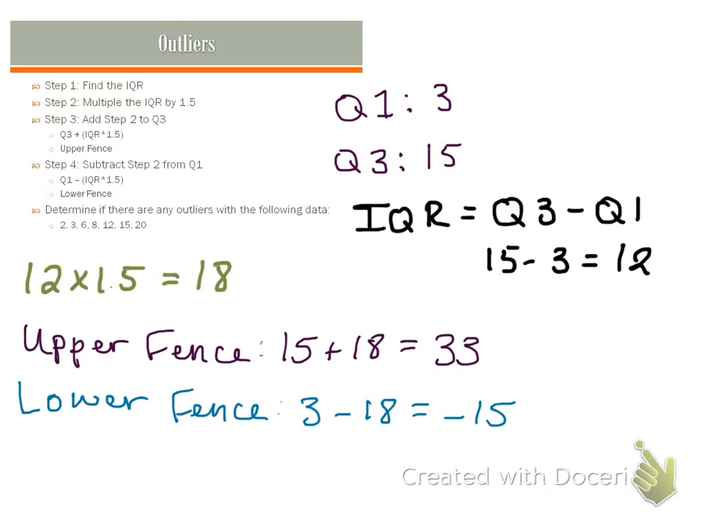Now, something really important, with this lower fence, you want to make sure it's Q1 minus the IQR times 1.5. I've seen a lot of people put IQR times 1.5 minus Q1. It's the opposite. So just make sure you do that. And so, like I said, there's no outliers.